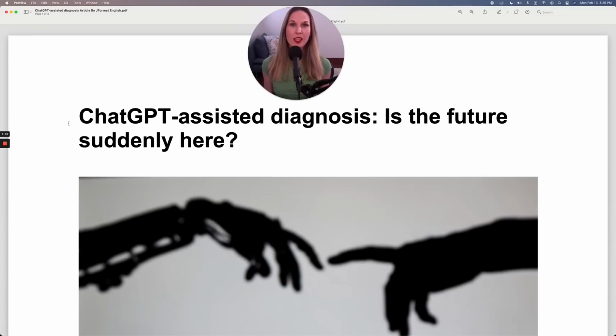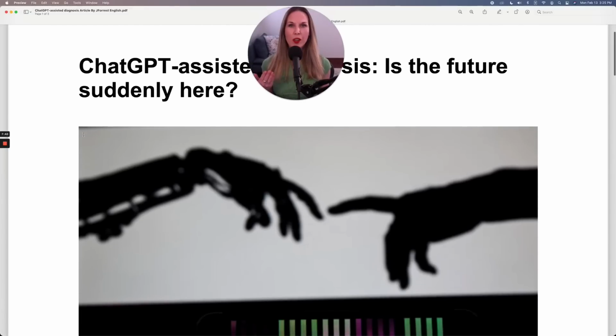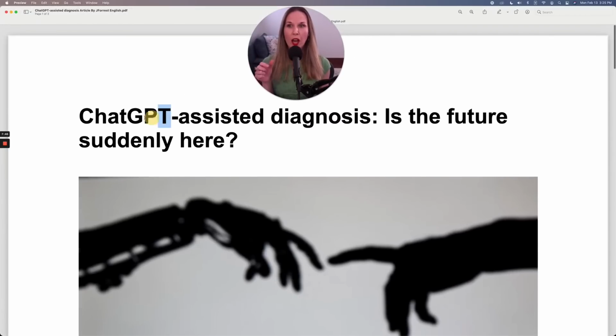ChatGPT assisted diagnosis. Is the future suddenly here? This is a very interesting article. I'm not sure if you've heard of ChatGPT. It's an artificial intelligence that chatbots are using. So notice in this context, we have the word diagnosis.